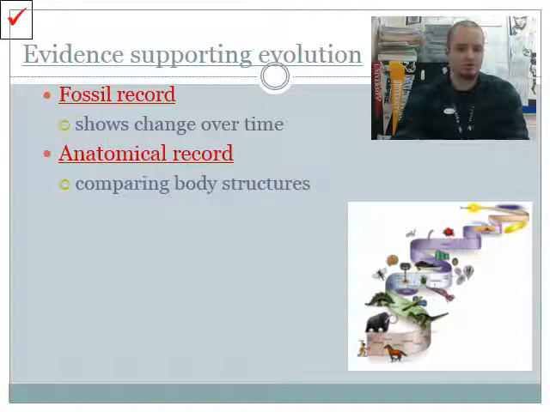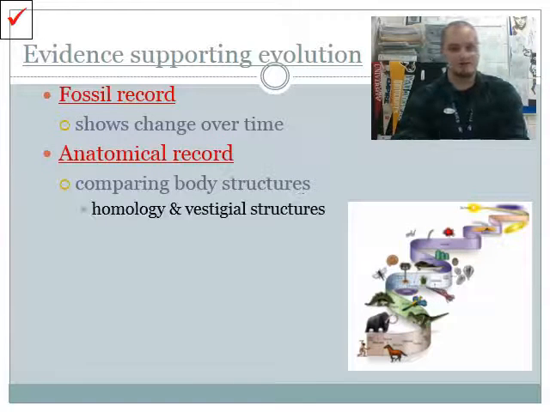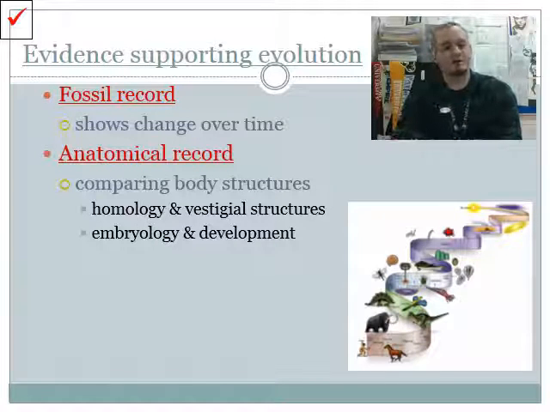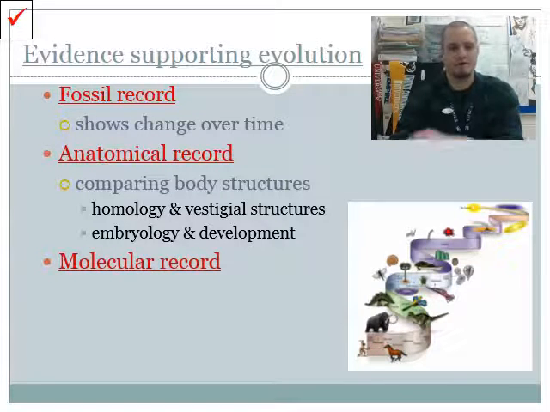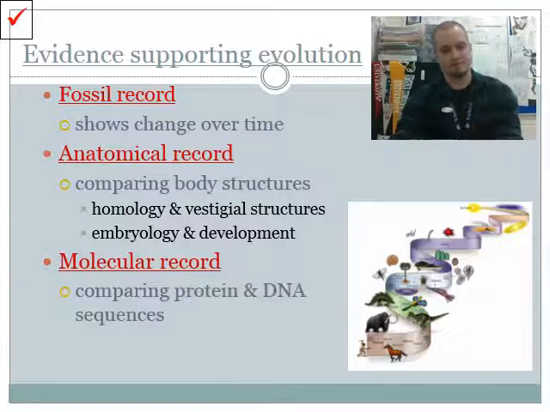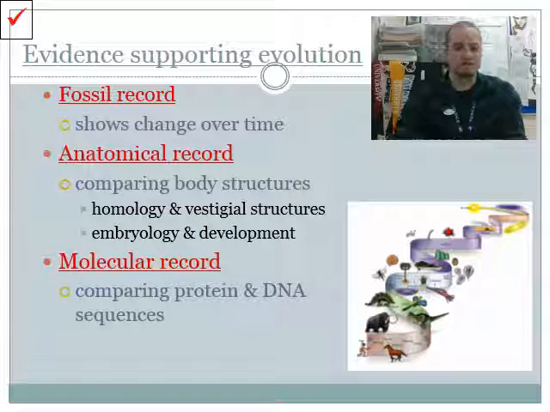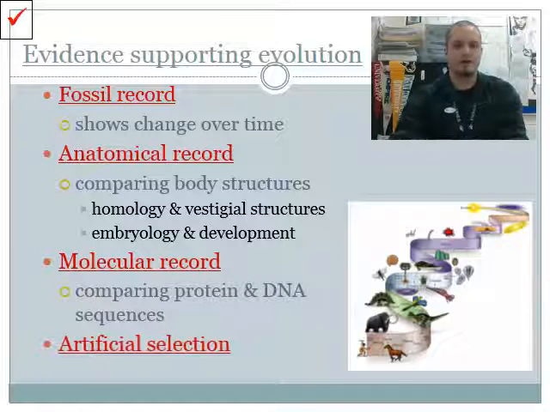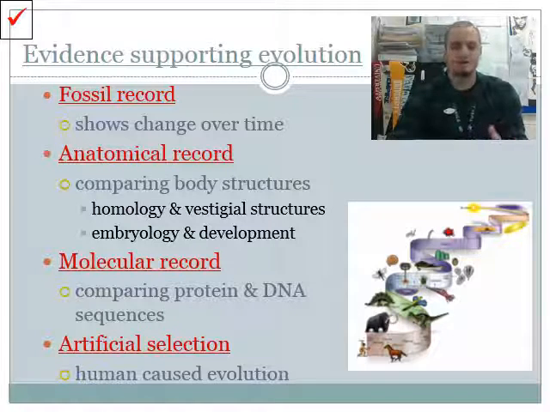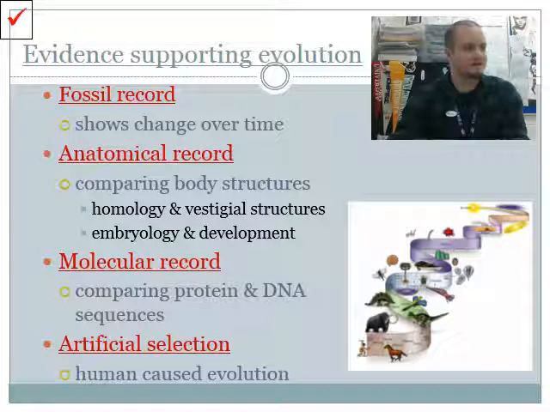Anatomical record, so by comparing body structures. So we're talking about homology and vestigial structures, so similar structures and structures that are no longer there or have no use, as well as embryology and development, so how the organism develops over time. We can also look at the molecular record, so comparing the protein and DNA sequences to see how many similarities there actually are in its code. And we also have artificial selection, which is human-caused evolution, or selecting different traits for different organisms, such as with dog breeds.